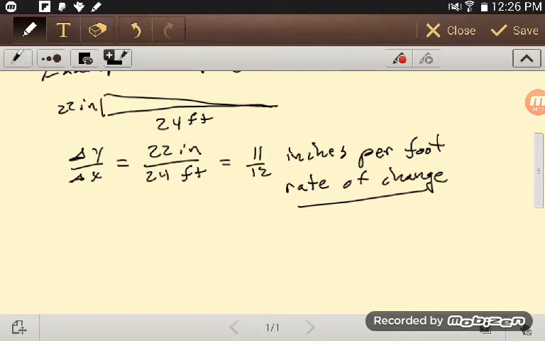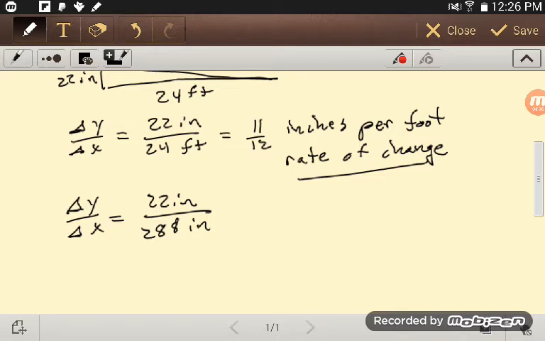Now, in their example though, they changed the 24 feet to inches, and so they would say, oh, delta y over delta x is 22 inches over however many inches this was, 288, and there the units match, and so they're saying, oh, that's, and I'll use their number, 0.076, I think. And they say, well, see, that's a ratio because the units cancel out. Inches over inches is just 1.